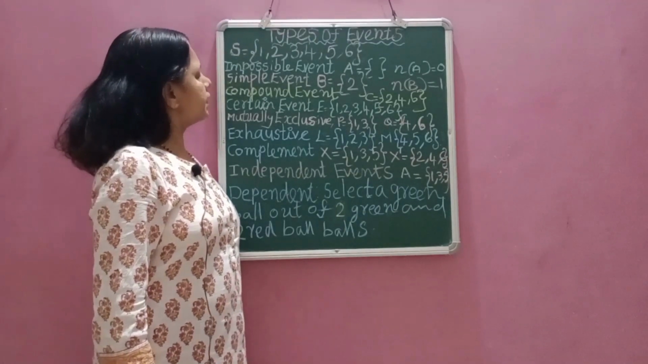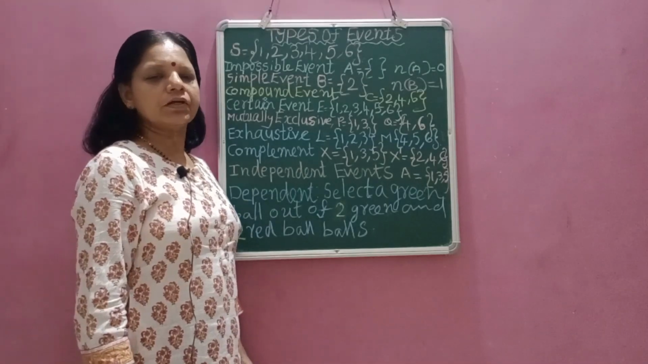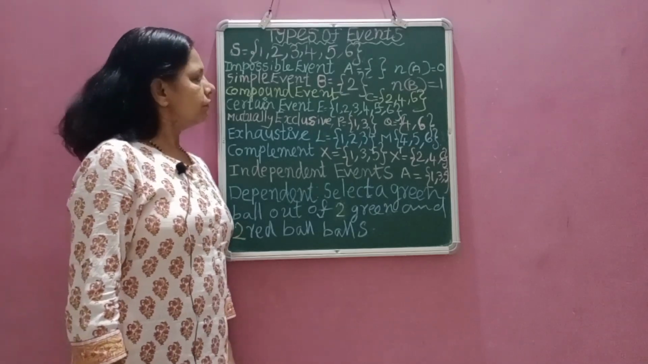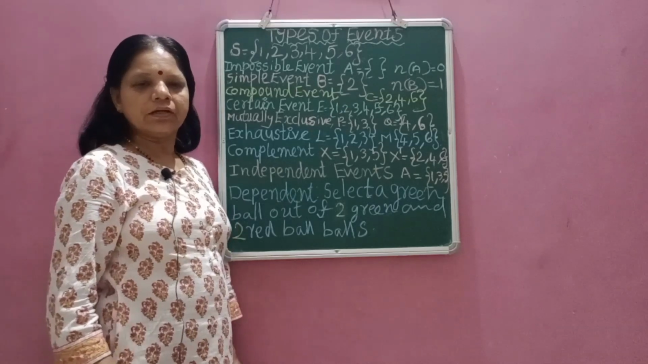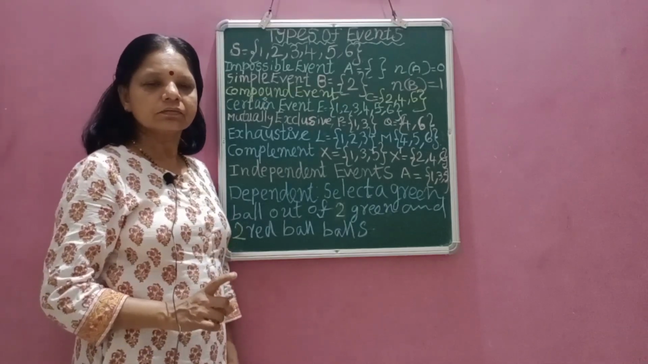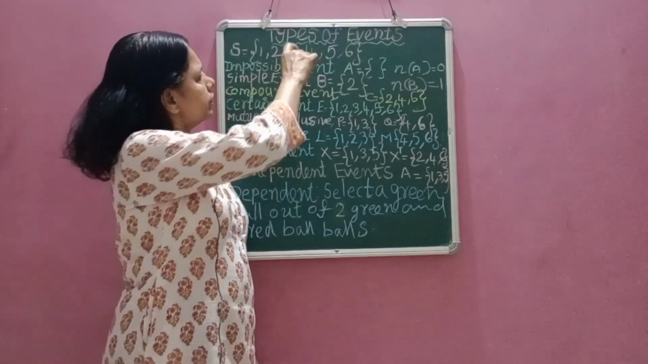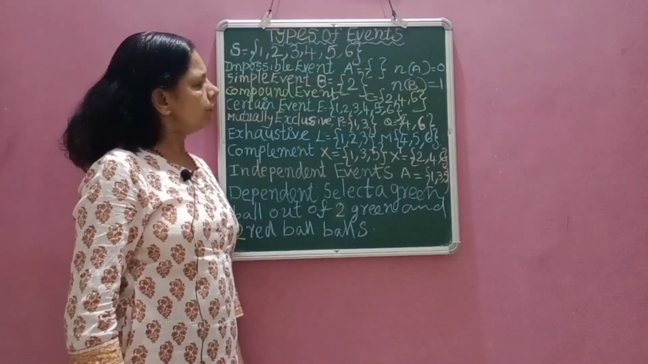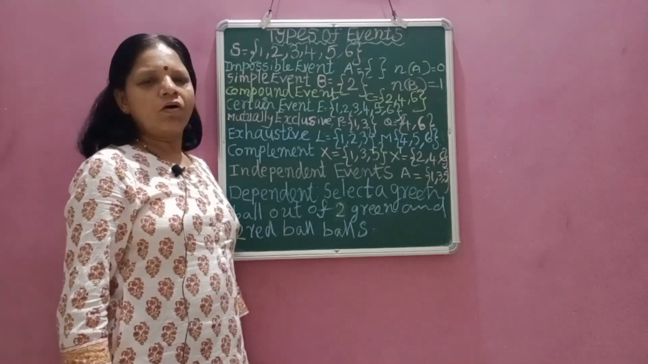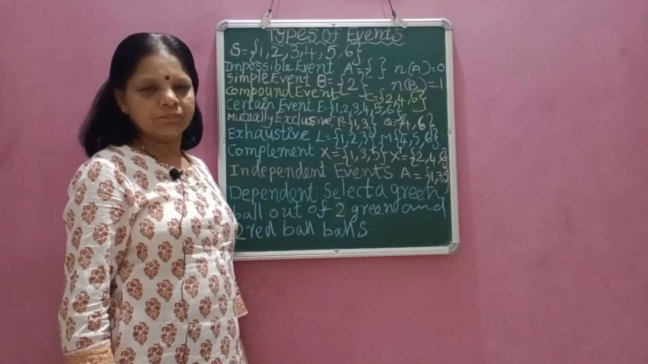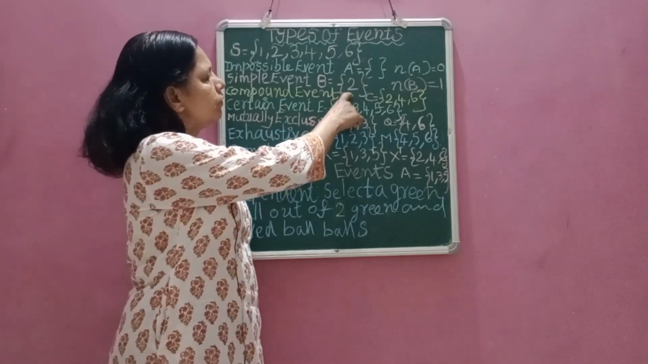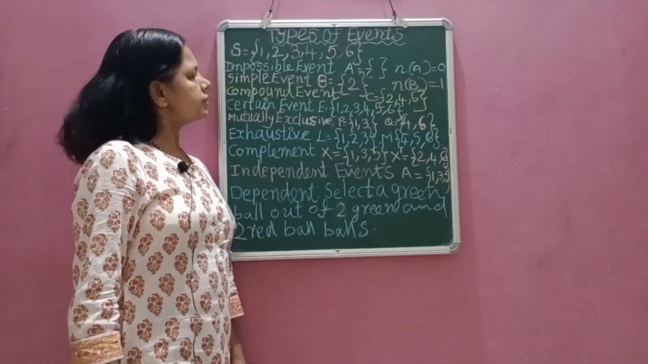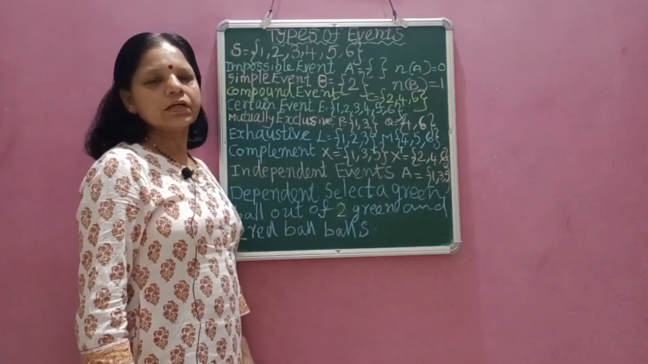Next, simple event. It is similar to singleton set. So what will it be? When the event contains only one sample point. In the same sample space, the event B of obtaining even prime number. So what will be that event? B equal to 2. So how many sample points? One sample point. Such type of events are called simple event.